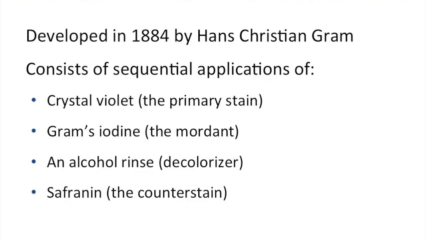four steps. One is the crystal violet, which is the primary stain. Another is the Gram's iodine. And then we have to use alcohol to rinse, to decolorize. And then we use the counterstain. We use the safranin.